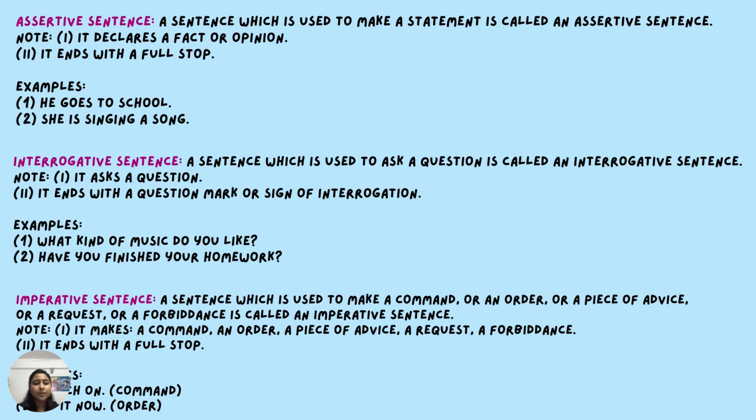Now, moving on to imperative sentence. What is it? An imperative sentence is used to make a command or an order or a piece of advice or a request. Or it can be a forbiddance also. So there are many things we consider as imperative. It can be a command, an order, a piece of advice, a request, or a forbiddance. So what are the examples? "March on," commanding. "Do it now," ordering. And there are more examples to it. If we say, "Please don't do it," it's a request. So it's also an imperative sentence.